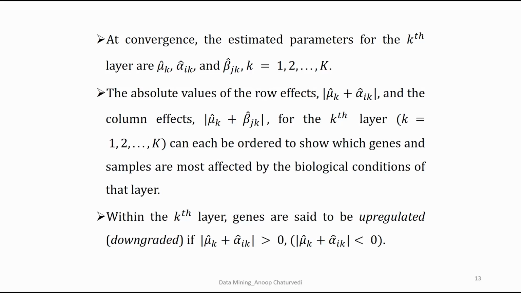Then at convergence, the estimated parameters for the kth layers are mu hat k, alpha ik hat and beta jk hat for all k equal to 1 to capital K. So, we get all these estimated parameters. Then the absolute values of the row effects, this is the row effect, mu k hat plus alpha ik hat, and the column effects, say mu k hat plus beta jk hat, for the kth layer, k equal to 1 to capital K, can each be ordered to show which genes and samples are more affected by biological conditions of that layer. So, we can order these row effects and column effects for the kth layer.